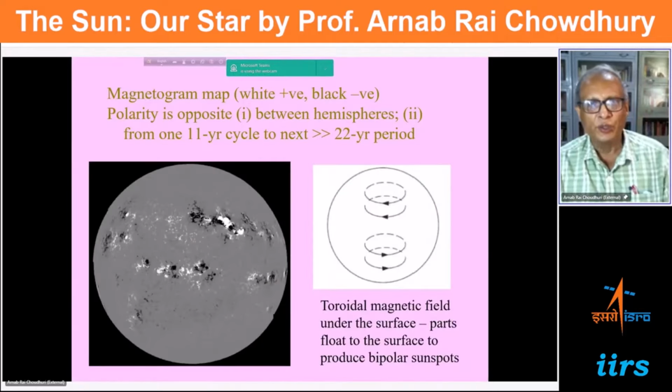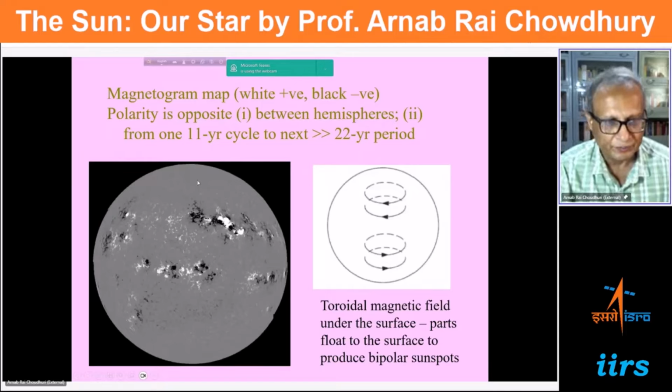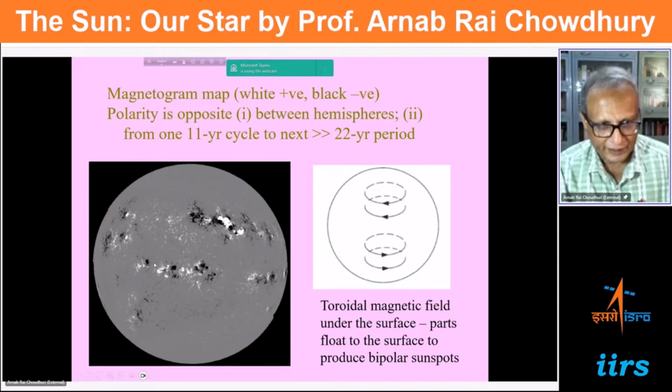Now I show you something which I find absolutely fascinating, a magnetogram map of the solar disk. A magnetogram measures the magnetic field at every point of the solar surface. If the magnetic field is positive, then white color is put. If it is negative, then black color is put. And if it is too weak, then gray color. You'll see here that there are many places where you see a white patch and a black patch side by side. This means that there are two sunspots here. One of them has positive polarity and the other negative polarity.